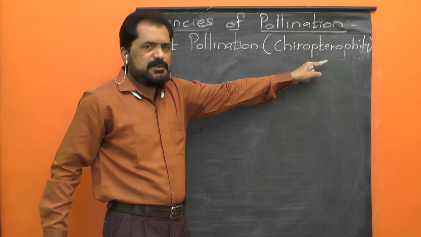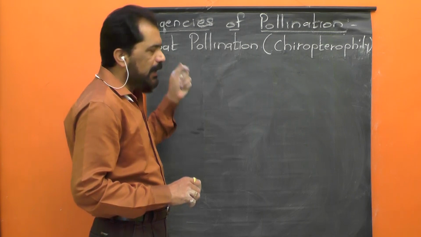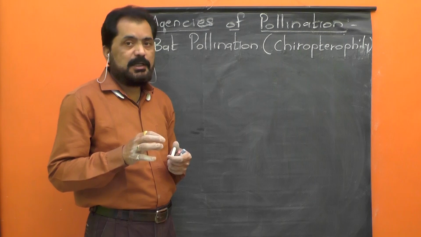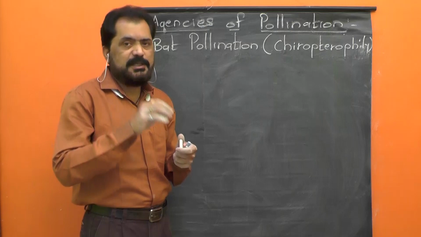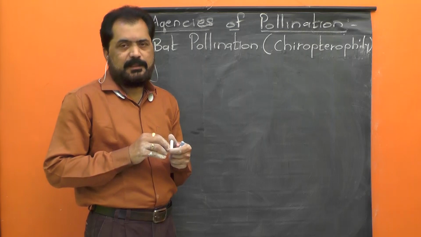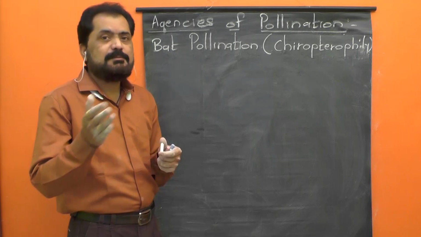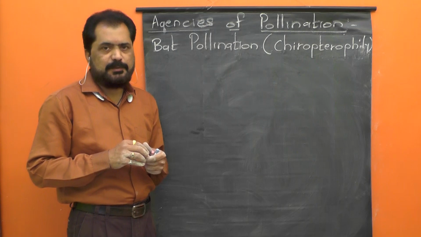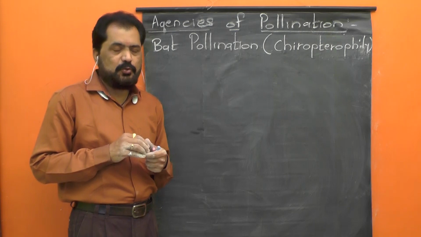All of you know that bat is a nocturnal flying mammal. Am I right? Bat is a nocturnal flying mammal. It is a mammal, it belongs to class Mammalia, and it is nocturnal. Nocturnal in the sense it is active only during night. It remains hidden in the caves or dark places during the daytime, and it comes out in search of food at night. And we know it is a flying mammal, and for that purpose its four limbs are modified into wing-like structures, also called the patagium.